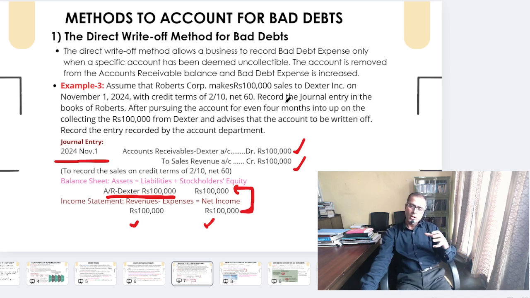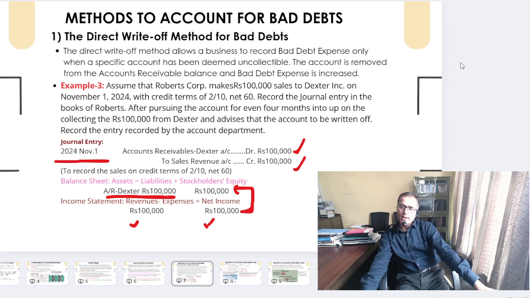Now how do we record the journal entry in the books of Roberts? The seller, after pursuing the account for even 4 months up to collecting the 1 lakh from the Dexters, advises the accounting department to write off that account. That means, as I explained earlier, friends, if we are unable to collect our receivable on time, then, as per this question also, even after waiting for 4 months, it has not been collected.